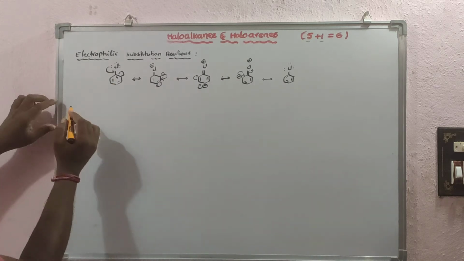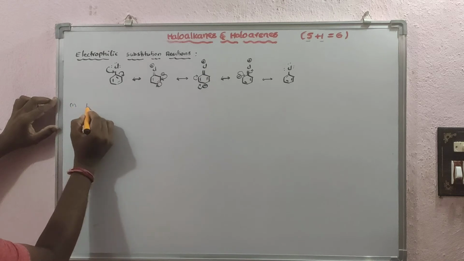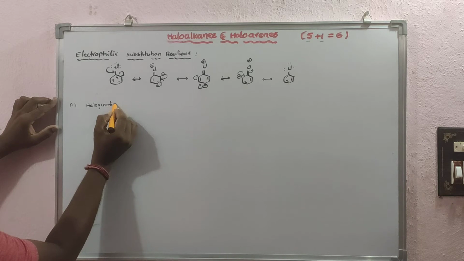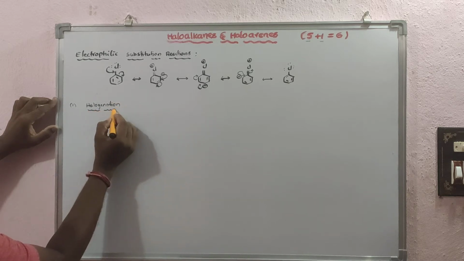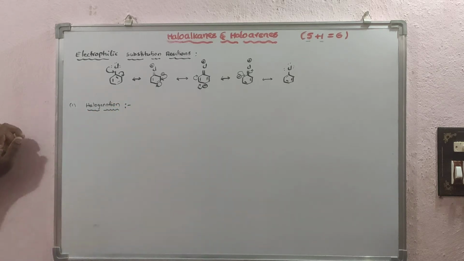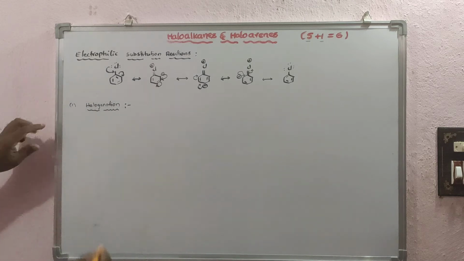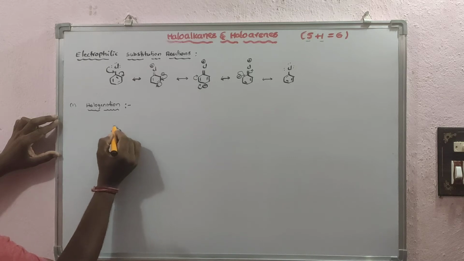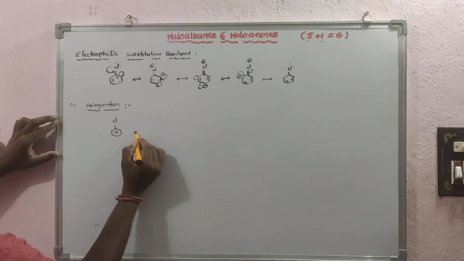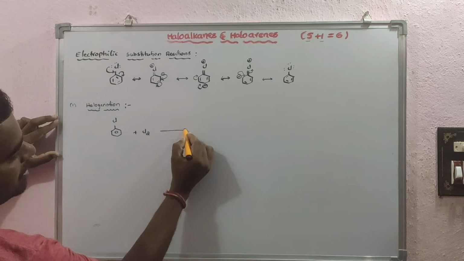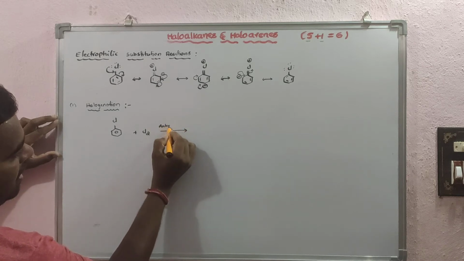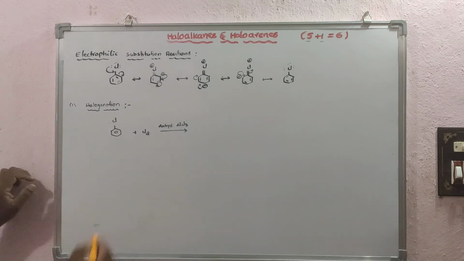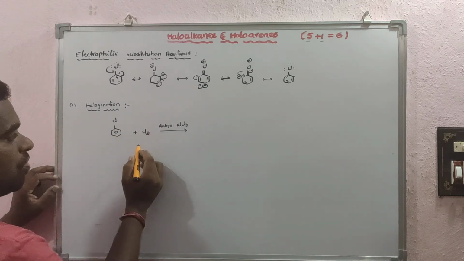First one is halogenation. Previously you studied halogenation on the benzene ring, but now we are studying halogenation on haloarenes. And you know that chlorobenzene, when treated with chlorine in the presence of anhydrous AlCl3 or FeCl3, then where will the chlorine go? What is the electrophile here?